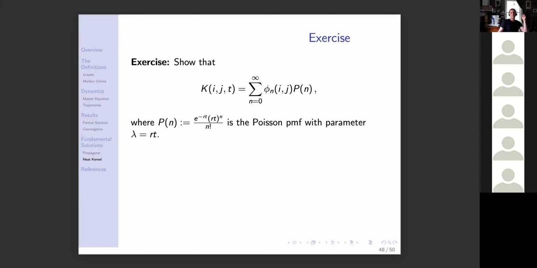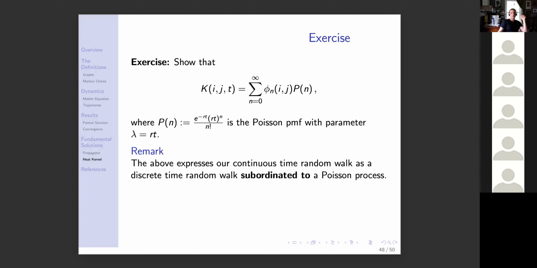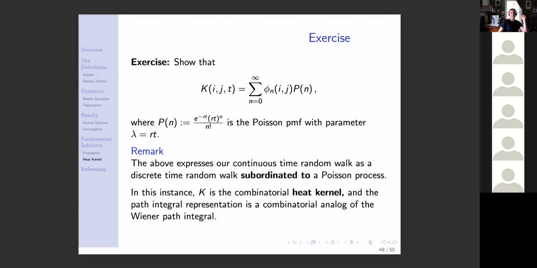And so someone who's an expert, if you go to these classical books on probability theory, like Feller, would say this expresses our continuous time random walk as a discrete time random walk subordinated to a Poisson process. By the way, in this case, K that we've just computed, or the exercise is claiming, is called the combinatorial heat kernel. And the path integral representation is a combinatorial analog of the Wiener path integral.